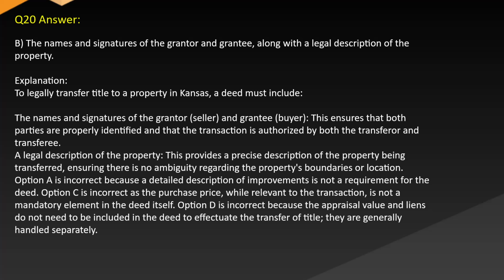location. Option A is incorrect because a detailed description of improvements is not a requirement for the deed. Option C is incorrect as the purchase price, while relevant to the transaction, is not a mandatory element in the deed itself. Option D is incorrect because the appraisal value and liens do not need to be included in the deed to effectuate the transfer of title. They are generally handled separately.